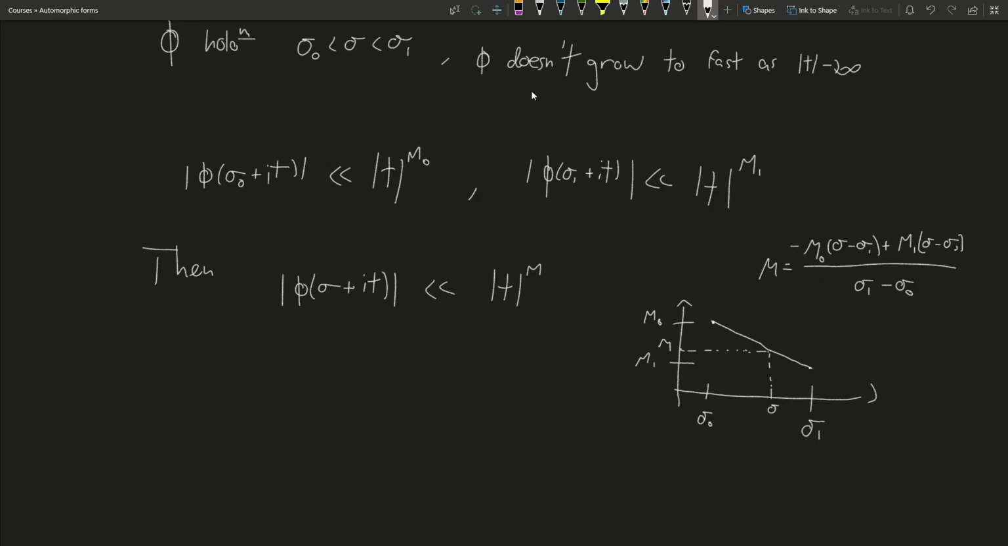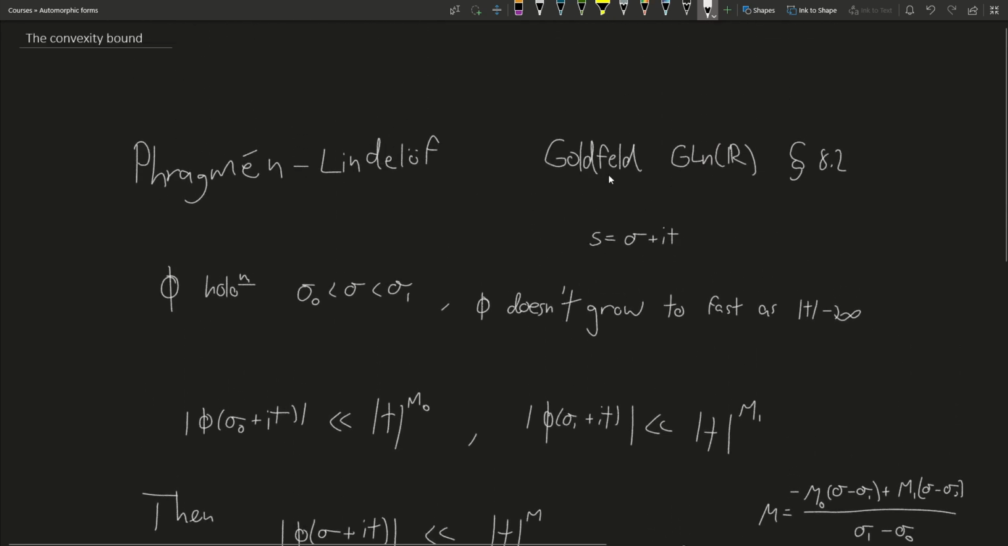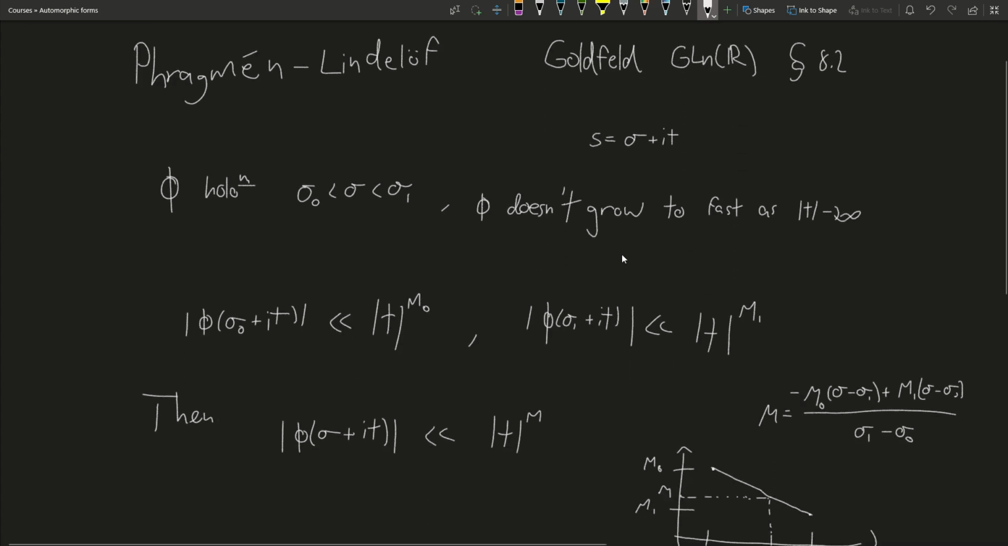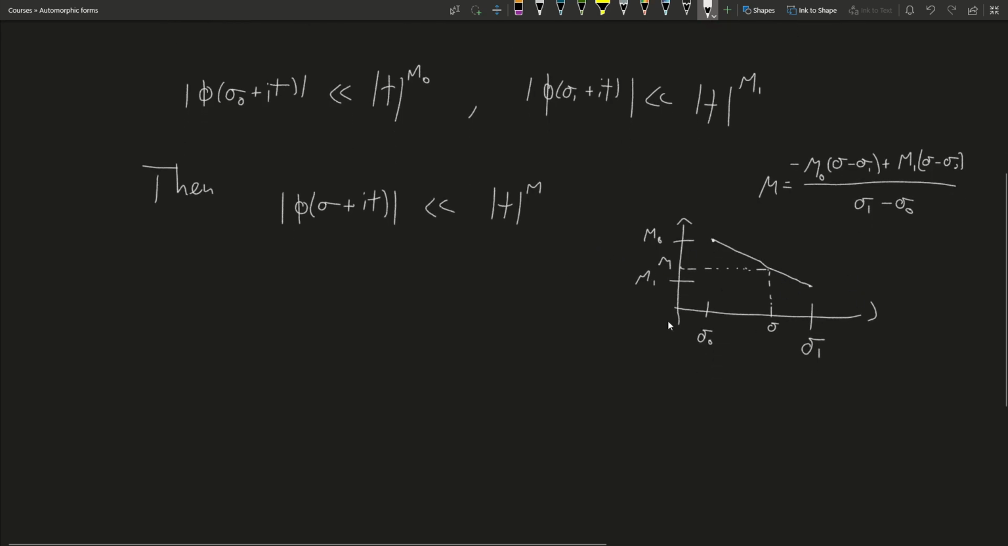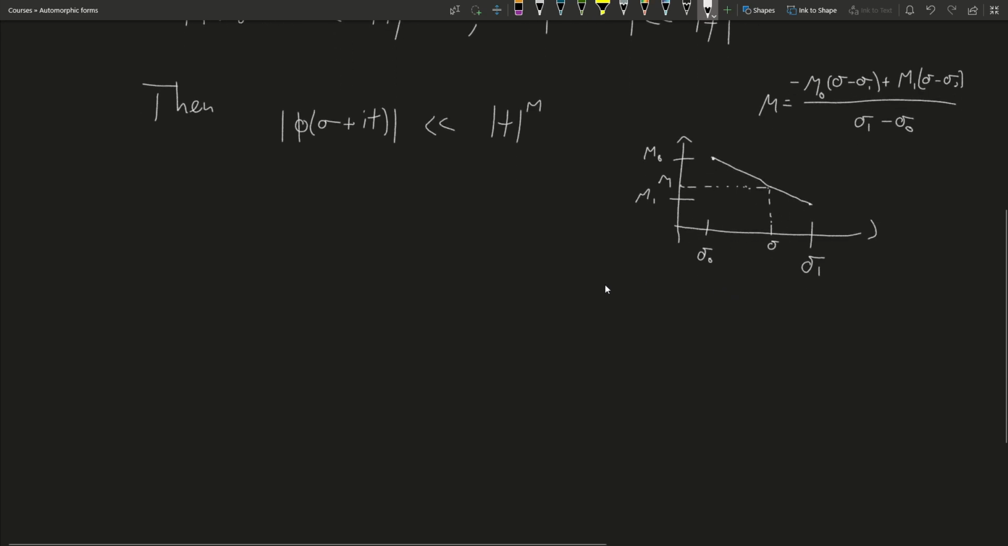So this is the statement of Phragmén-Lindelöf. Again, I may be skipping a few technical details, and I give this reference, this textbook, if you want to dig into the nitty-gritty or if you want a proof. But this is the idea, that if you have a bound on two vertical lines, then you linearly interpolate, and that bounds in between. Okay.